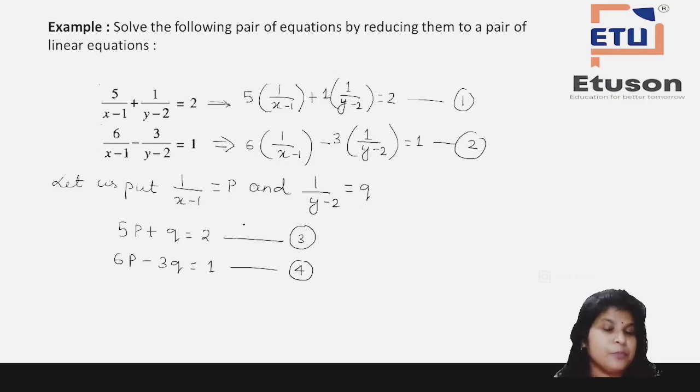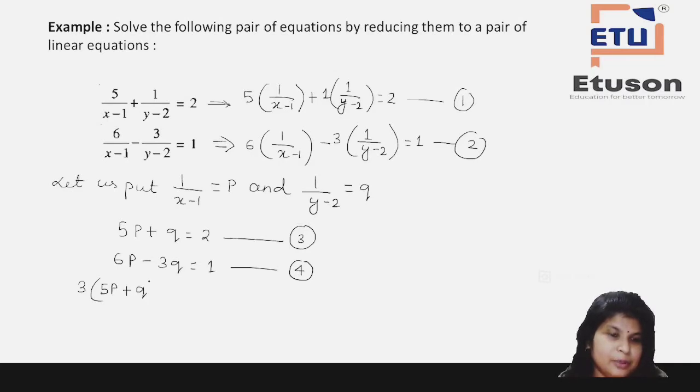Now we can solve this pair of equations by any of the methods. So I am taking the elimination method. What I will do is I will multiply 3 to the first equation. When you are multiplying any number to the left hand side, you need to multiply to the right hand side also. Correct or not, children? Hope you remember it. Okay.